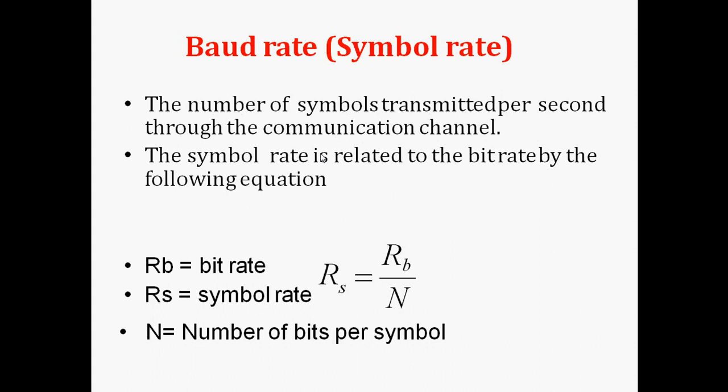Baud rate is called the symbol rate. Here it is the number of symbols transmitted per second through the communication channel. The symbol rate is related to the bit rate by the following equation. You can see here bit rate R_B, R_S is the symbol rate and N is the number of bits per symbol, where symbol rate or baud rate R subscript S is represented by bit rate R_B divided by N, the number of bits per symbol.